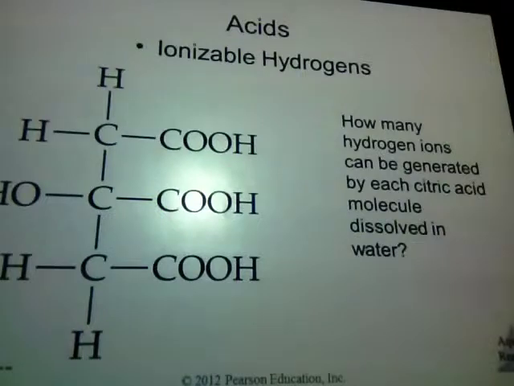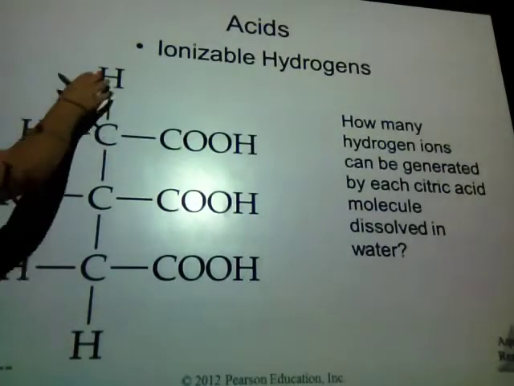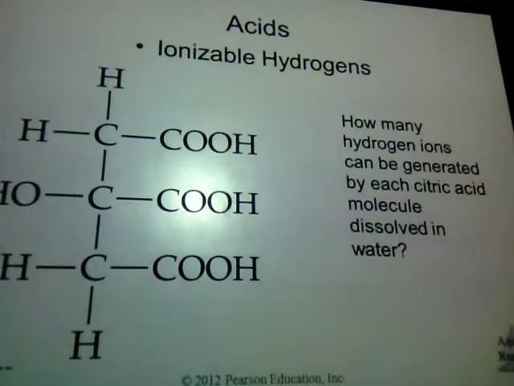So I have 4 hydrogens that aren't attached to a very electronegative element, carbon. I don't have a big electronegativity difference here. But oxygen would be like the second most electronegative element on the periodic table, and hydrogen is attached to it here. So if I had to guess how many ionizable hydrogens citric acid would generate in water, I would say 4, because I have this hydrogen that's bonded to a very electronegative atom, oxygen here.